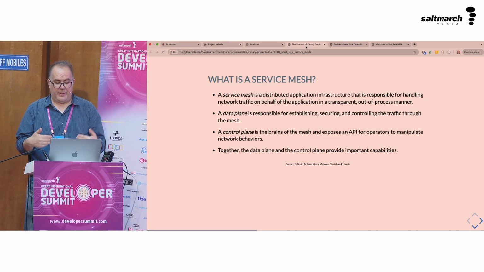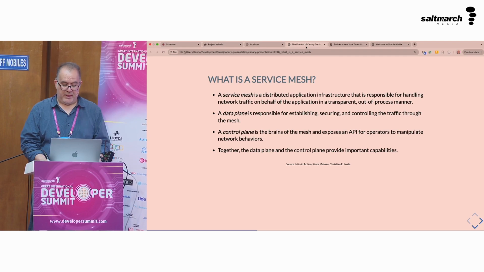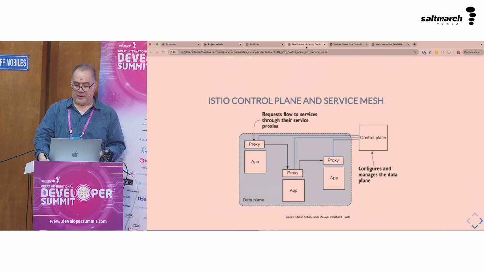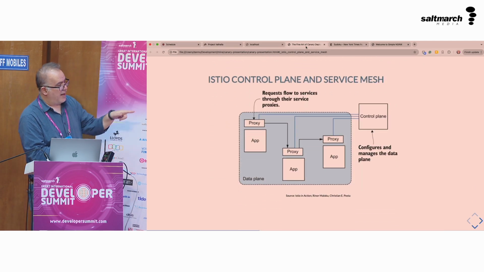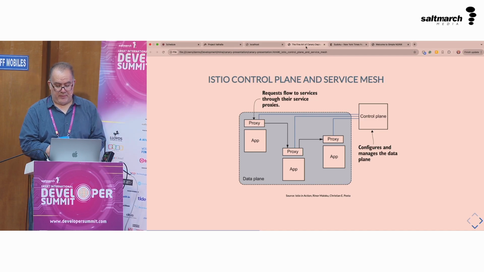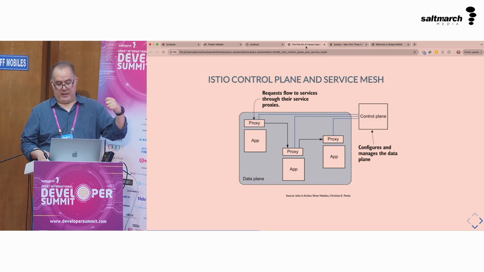You have 2 parts to it. A data plane, which is meant for establishing, securing, and controlling the traffic through a mesh, and the control plane is going to be the brains of the mesh, exposed as an API for operators to manipulate things. And that's the way this will work. So for something like this, here it is. So each app has a particular proxy associated with it. The control plane is going to control where things are going to flow to. You don't have to do anything with your app. It's just that the proxies are going to do all of that work for you, and that includes the Canary, okay?